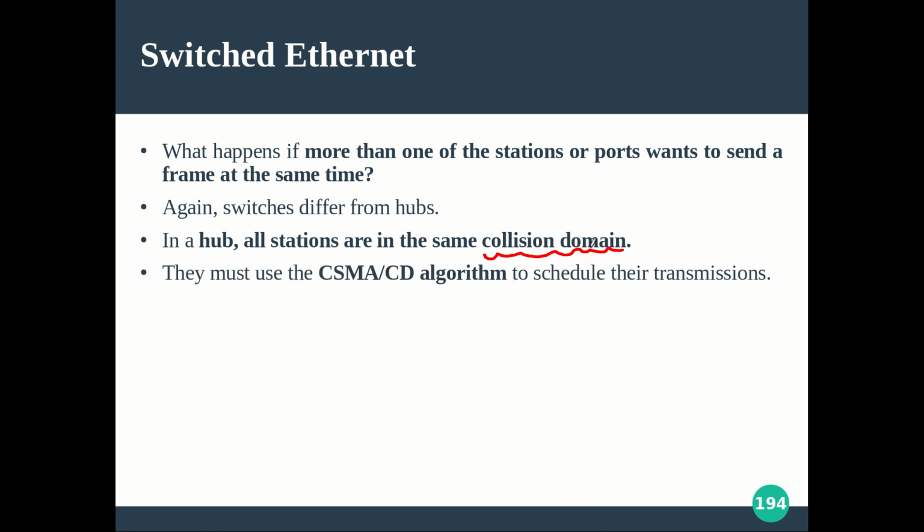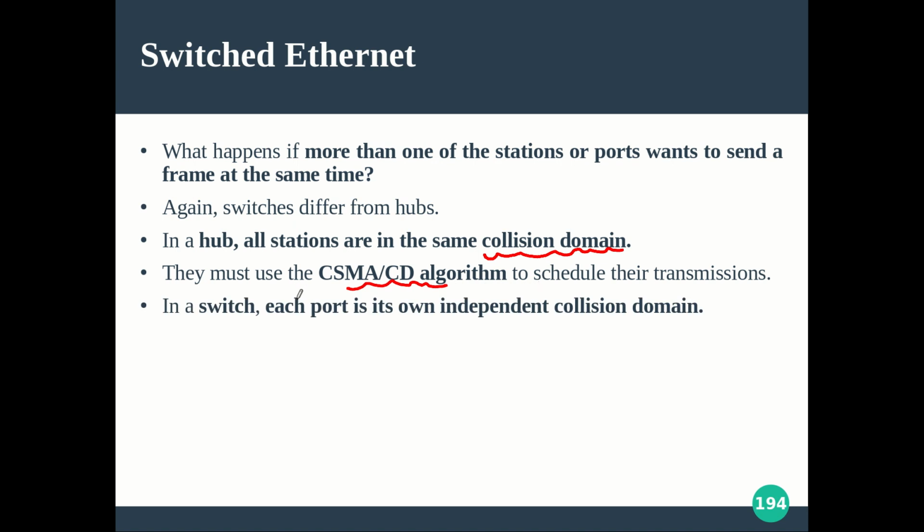As it is sharing a single collision domain, the chances of collision are very high. So how does it handle collisions? By running the CSMA/CD algorithm to schedule their transmissions. But when it comes to a switch, each port has its own independent collision domain. A is connected to this port, and through some path inside it is coming here. If only one device is connected to each port, you don't have to worry much. As soon as you connect only one device per port, you don't have to worry about collision at all. So a different collision domain per port is available.